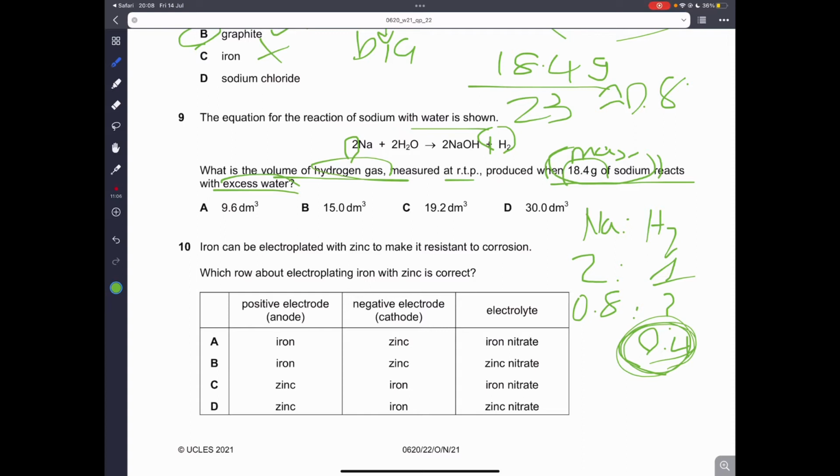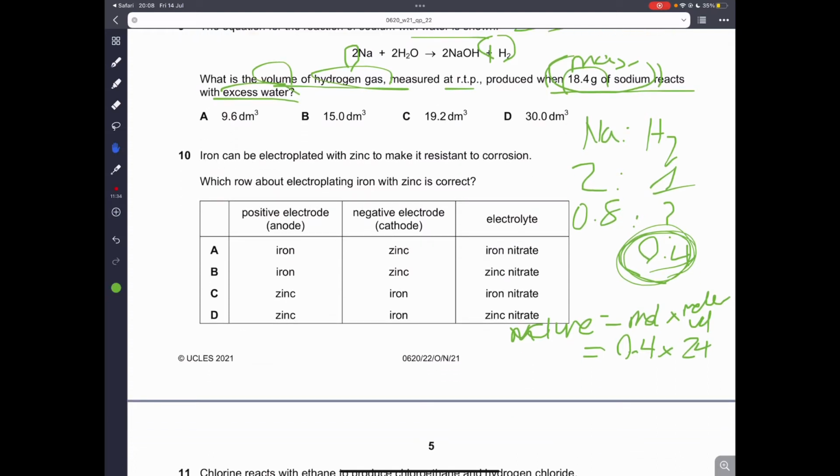Okay, so we only know the volume. So let's look at the volume equation. Basically, the volume is equal to the mole times the molar volume. So 0.4 times the molar volume, which is always constant, it is 24 dm cubed. And therefore, you are going to get 9.6 dm cubed as your answer. So this is how you get the volume. So A is the correct answer.